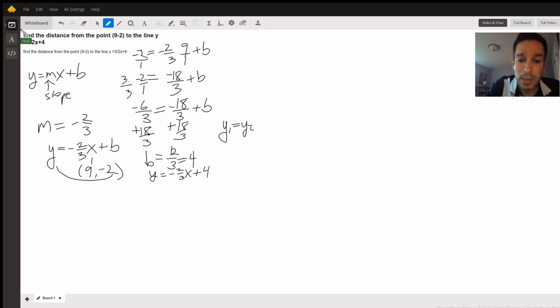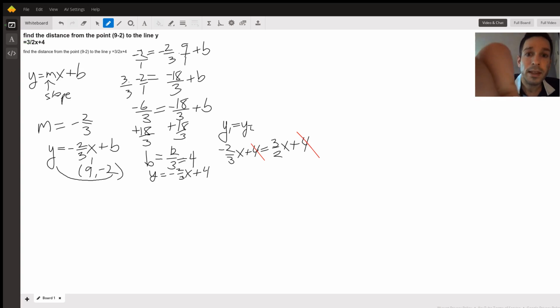So that's going to be -2/3 x + 4 = 3/2 x + 4. The 4's are going to drop away, so we'll get rid of them. I'm being fancy with colors here. We are left with -2/3 x = 3/2 x. The only way that x times some number equals x times another number is if x is 0.